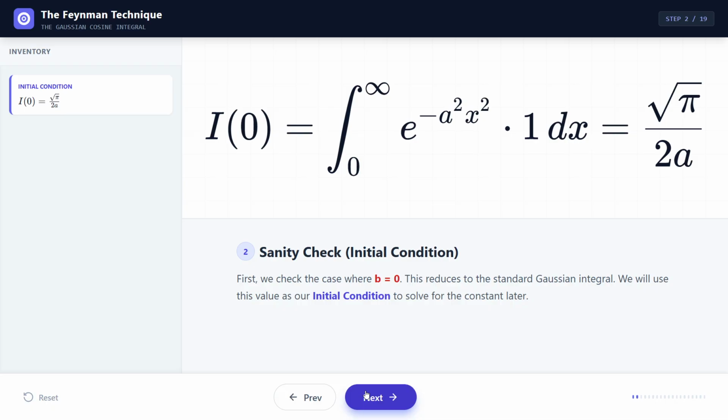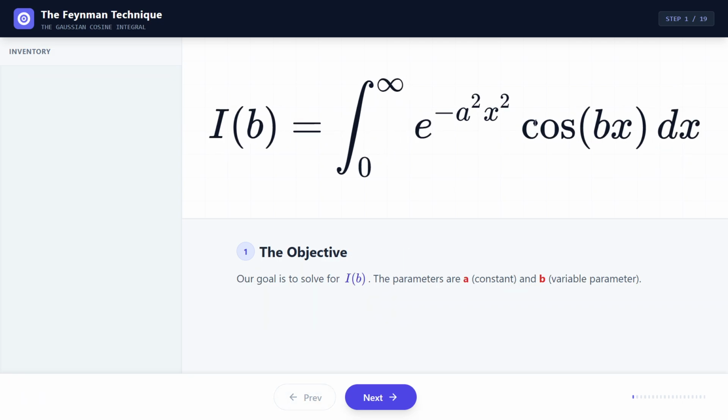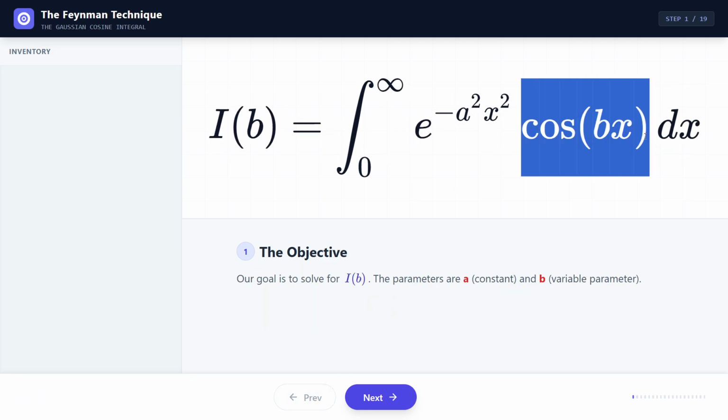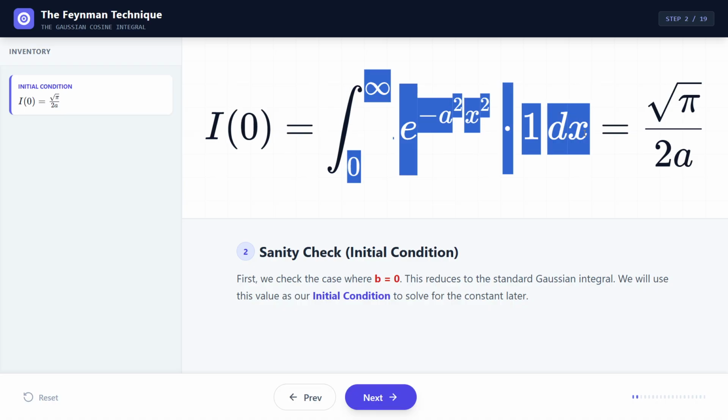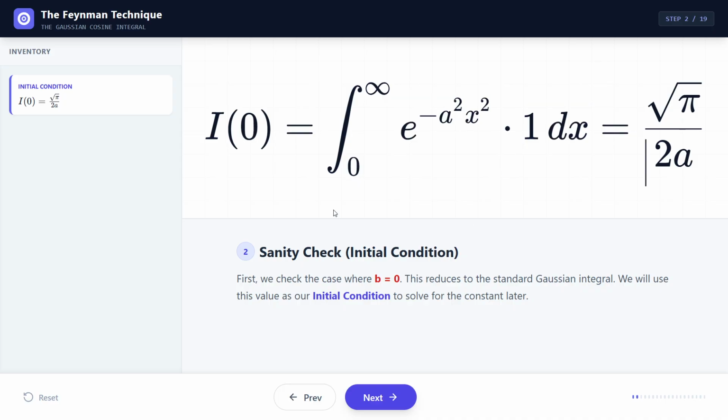So if we plug in 0 for our b, this entire part goes to 1, right? Because cosine of 0 is 1. So we just have this. And in one of the previous videos, go back one or two, we derived a formula for this. And it's square root of pi over 2a. So we have I of 0 equals square root of pi over 2a.